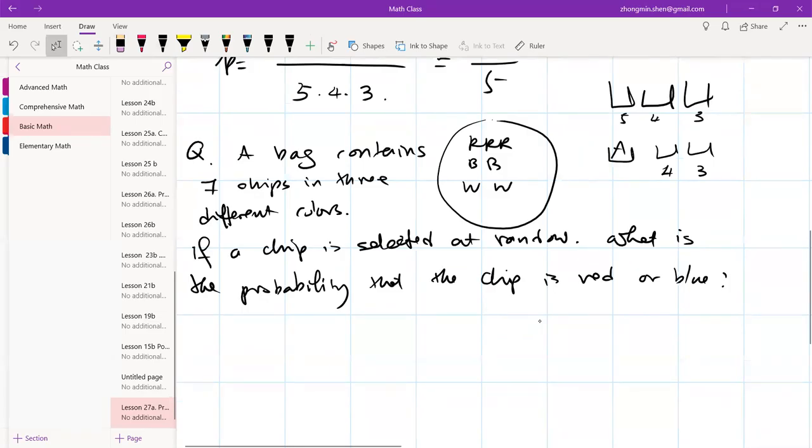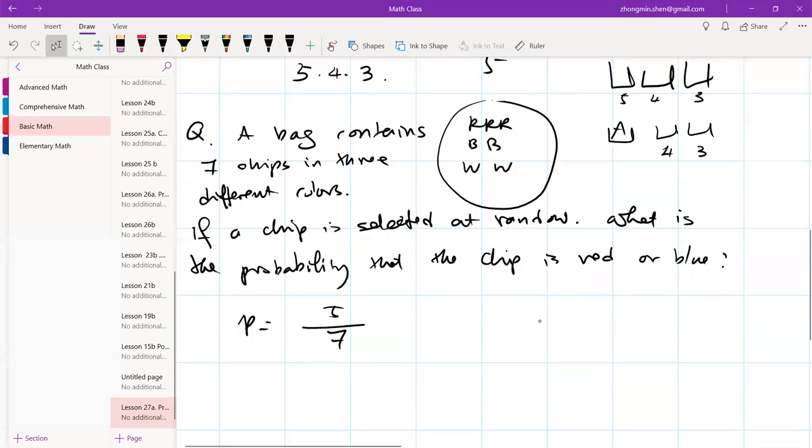This is a simple problem, okay? 5/7. That's right, 5/7. The reason is, you only pick up one. There are seven choices, right? So the denominator, the number of all possible outcomes, will be seven. But the desired outcomes will be five, 3 plus 2, because you have 5 chips either in red or in blue, right?